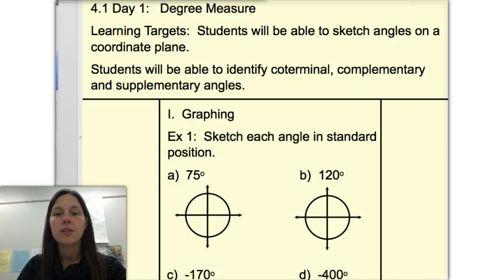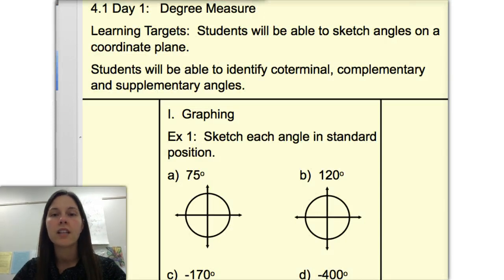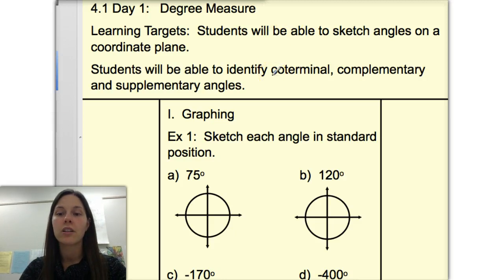So we're going to start by drawing a few angles on a coordinate plane and getting used to that rotation, which direction it would go in and which quadrant it would land in. So our learning targets for today are sketching angles, as we just talked about, as well as identifying coterminal plus complementary and supplementary angles. I didn't put complementary and supplementary in the vocab because that is something that I truly expect you to remember from geometry, and we're going to cover that real quickly when we get to that example.